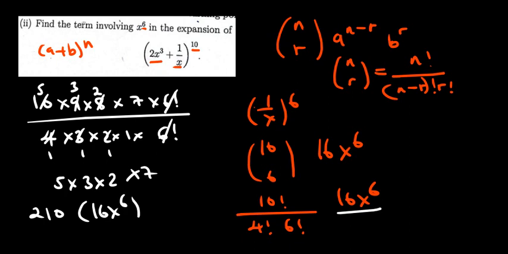So here I multiply 210 by 16, and I get 3360. So this is going to be equal to 3360x to the power 6. So this is the term involving x to the power 6.